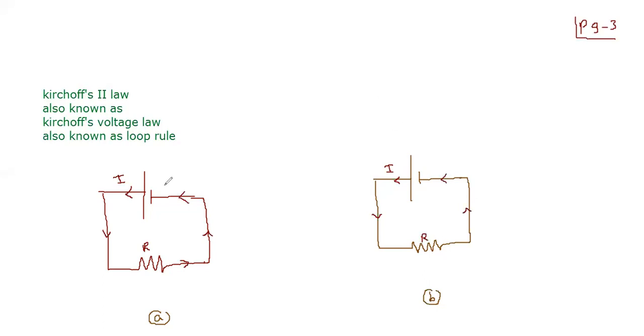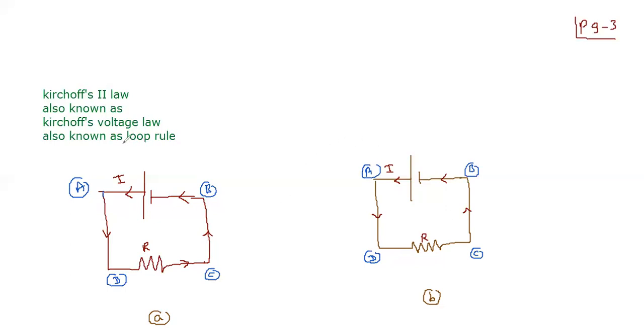I am taking the loop. First I give the loop a name. This loop is A, B, C, D. Here also I can take A, B, C, D. So diagram A and diagram B are both exactly similar.